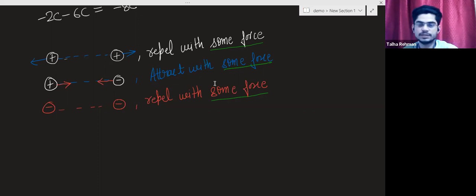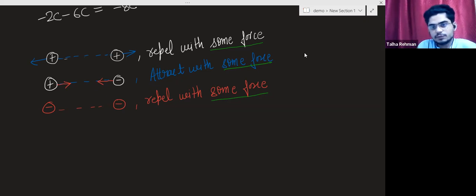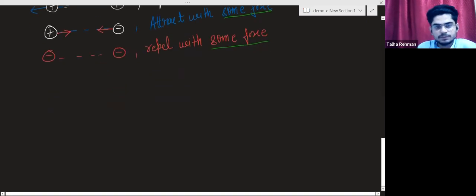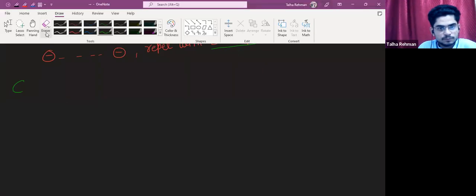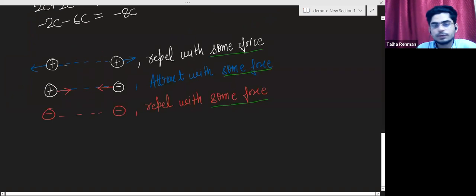This problem was solved by one of the scientists named Coulomb, and he calculated this force with some experiments. That is why in 12th we study Coulomb's law. If somehow we knew this force, there would be no requirement of Coulomb.